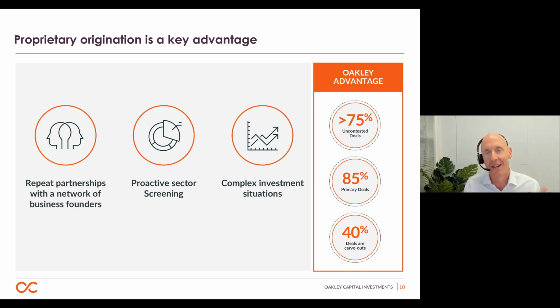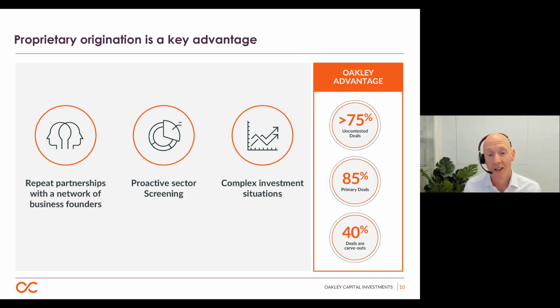One is that, as we say here, over 75% of the deals that we've done are uncontested. That means that they have not been acquired as part of an auction, as part of a competitive intermediated process. They've been as a result of a proprietary connection of working with a founder. And as a result, the most likely outcome is that we have the opportunity to buy assets at a much lower valuation than will be available in the wider market.